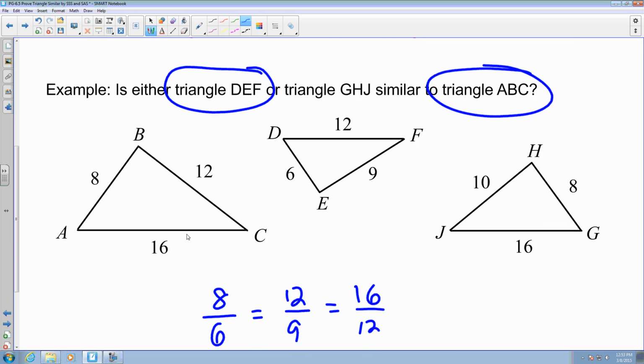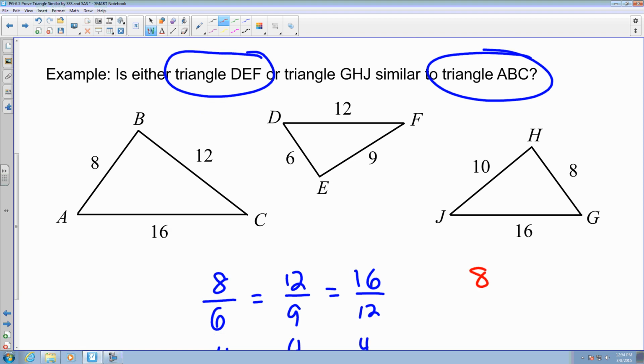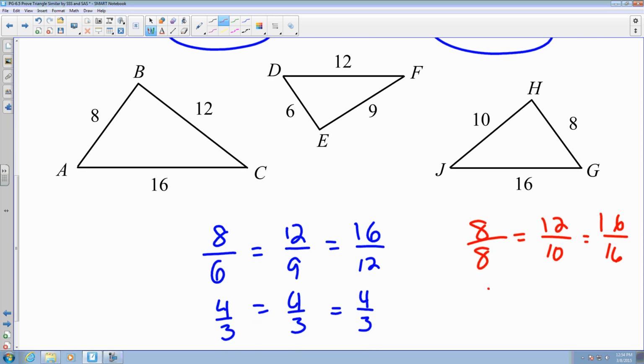And just for fun, let's see if triangle GHJ is as well. So I'm just going to put the 8, 12, and 16 just like I did for the first one. And so for the first and second letter, it would be G and H. G and H would be 8. And then HJ would be 10. And then finally it would be 16. So already here I got 1. And then 12 over 10 would be 6/5. So these aren't proportional. So that particular triangle is not similar. Okay.